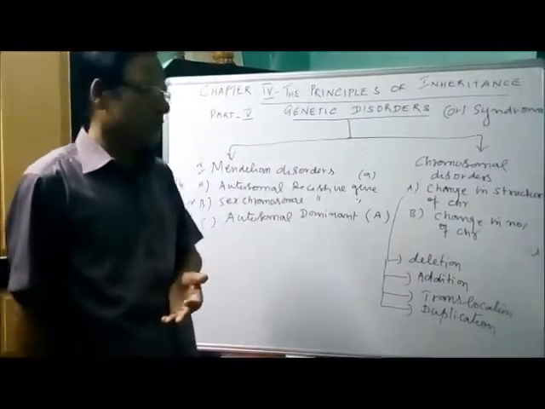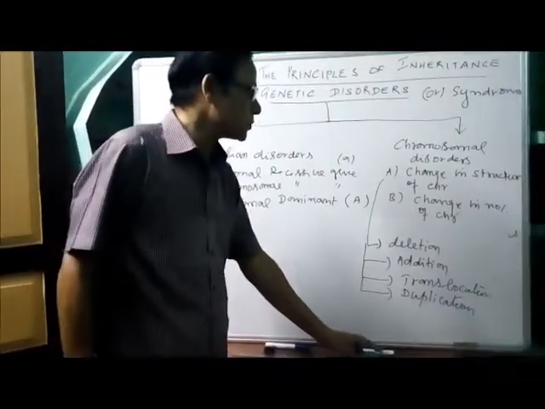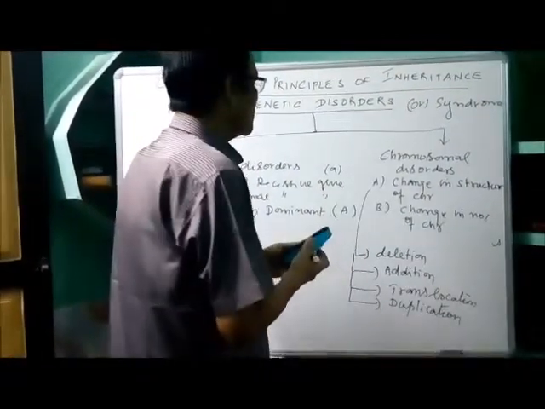We have a number of diseases also. Now, change in number of chromosomes. It may be due to aneuploidy.